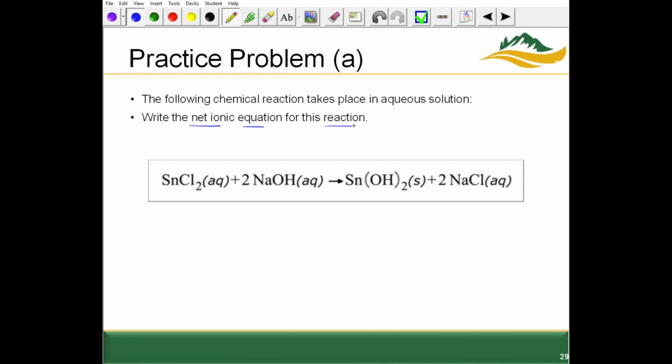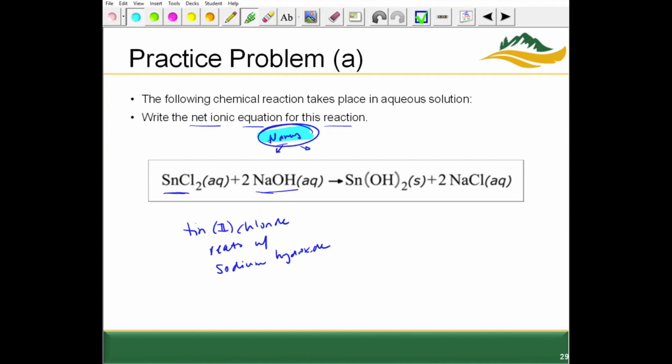An alternative way you may be given a problem is given the names, and then you'd have to write out the names in the reaction form. So we have names into their compounds. If we were told, for example, that tin 2 chloride reacts with sodium hydroxide, we would need to be able to write out the formula for tin 2 chloride and sodium hydroxide even from the names. So from the names, you should be able to write out these different formulas as well.